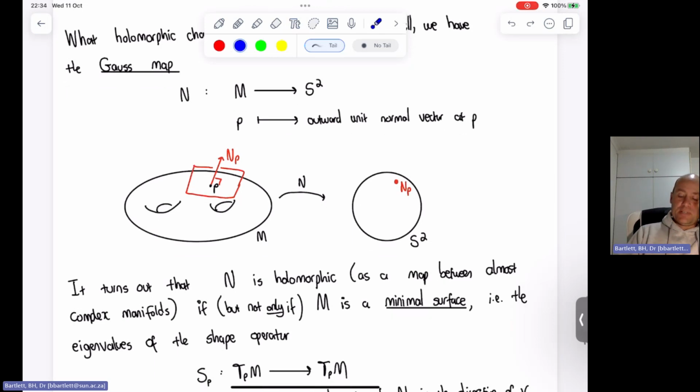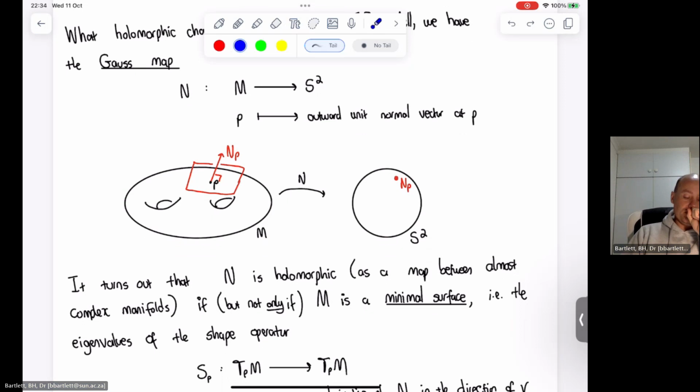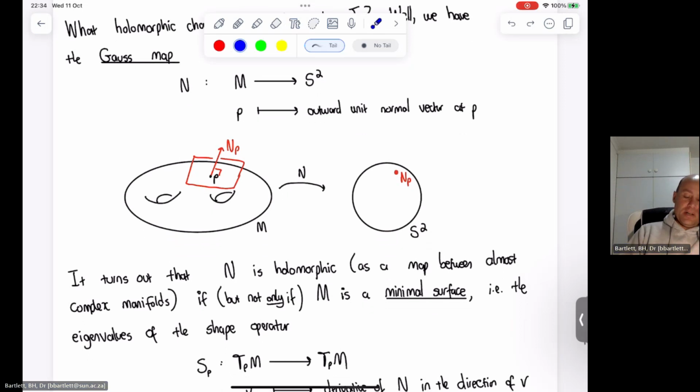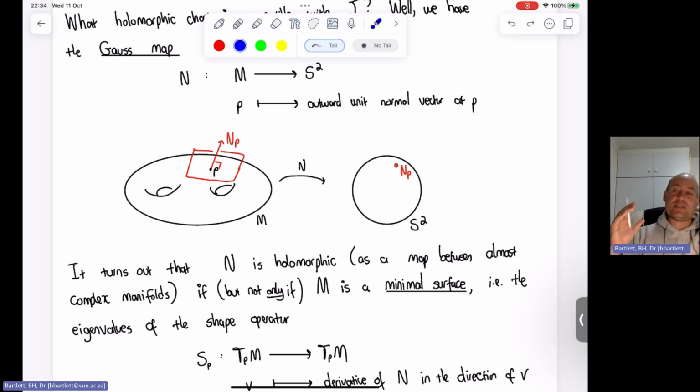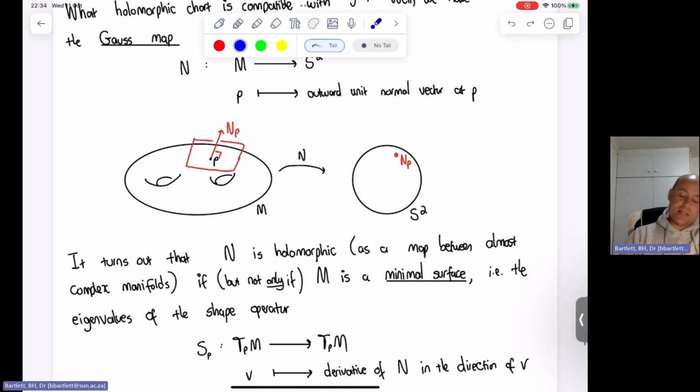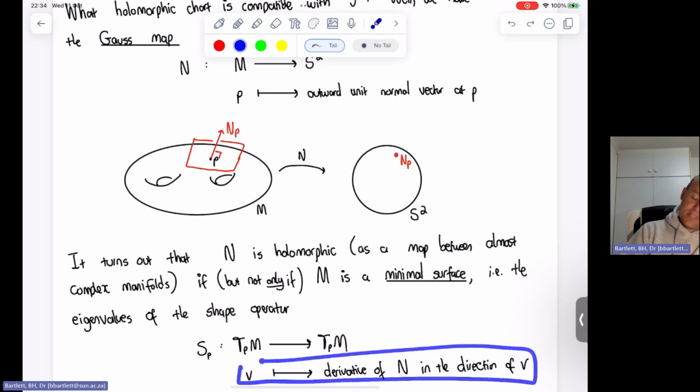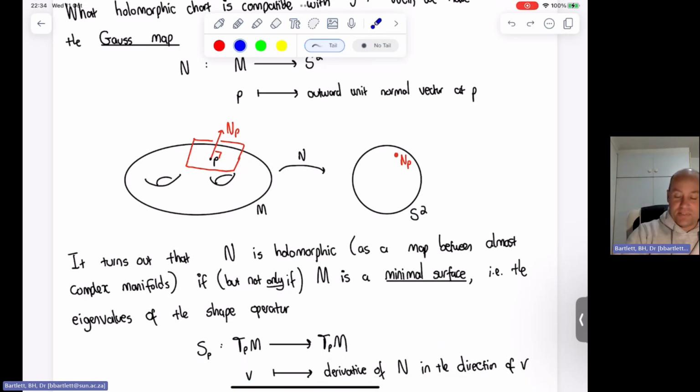And what is a minimal surface? One way to characterize it is to say, whenever you've got an embedded surface in R3, you've got this shape operator, which is a map from the tangent space to itself at each point, just like J was a map from the tangent space to itself. The shape operator is also a map from the tangent space to itself, but a different map. What it does is it sends a vector V in the tangent space to the derivative of the normal vector in the direction of V.